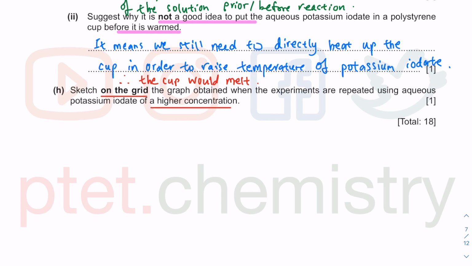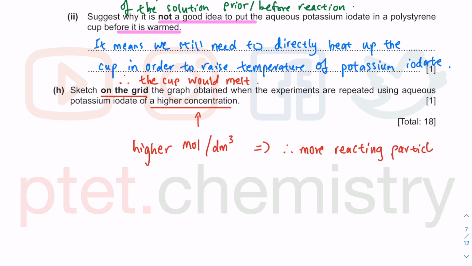So what does higher concentration mean? Concentration is in mole per dm cube. So we're looking at higher mole per dm cube. Therefore, we have more reacting particles per unit volume. If we have more reacting particles per unit volume, that means they can collide more frequently. So we talk about particles colliding more frequently.